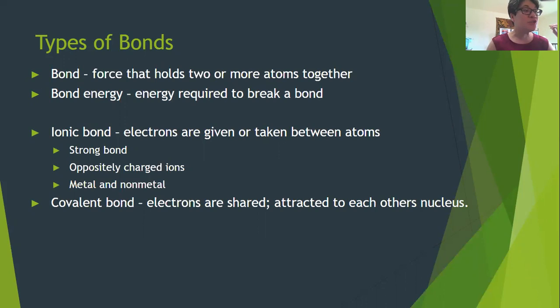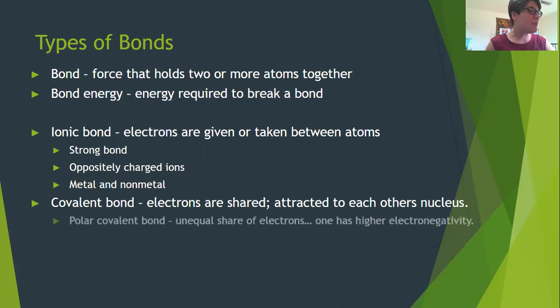Covalent bonds are sharing electrons. Sometimes they share evenly, and sometimes they share unevenly. If one of them is better at pulling those electrons towards it than the other, that's called a polar covalent bond. The one that's better at pulling electrons towards it is the one with higher electronegativity. Like we learned last week, fluorine has the highest electronegativity, about 3.96. It's able to pull electrons towards it really strongly, even though it's still sharing. It's just sharing unevenly.